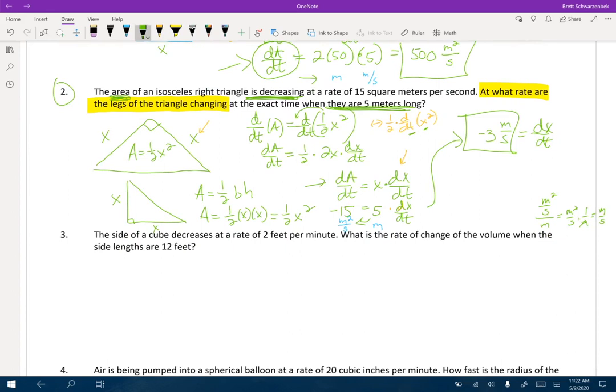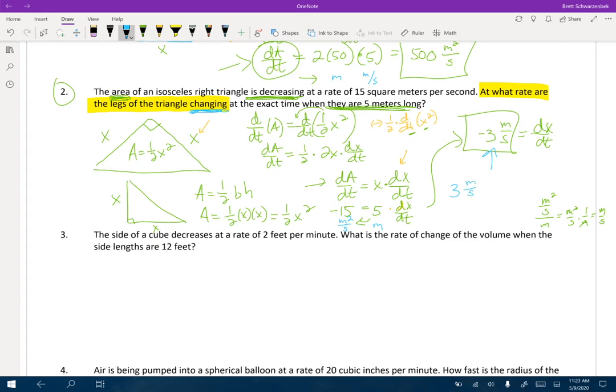Now, I need to do an aside here. Okay, there's a little bit of wordplay that you have to be careful of. So note, I said at what rate are the legs of the triangle changing? Because I said that, it didn't take into account positivity or negativity, so I have to include it in the answer. Now, what if I asked, at what rate are the legs of the triangle decreasing? Then the answer would have been just 3 meters per second.